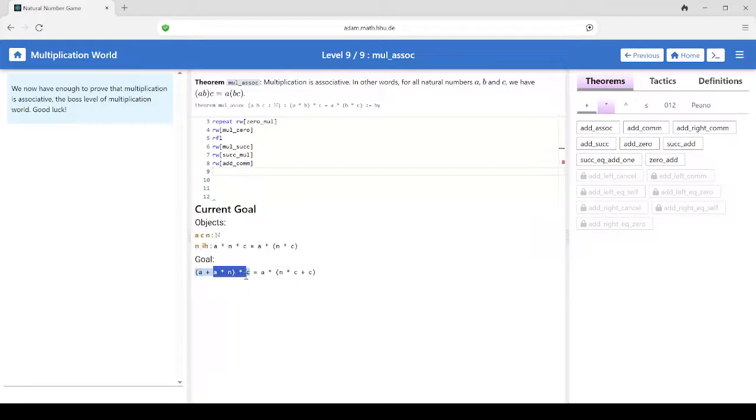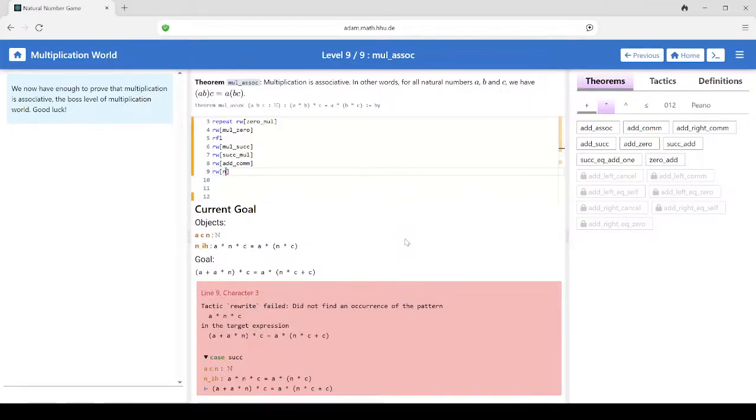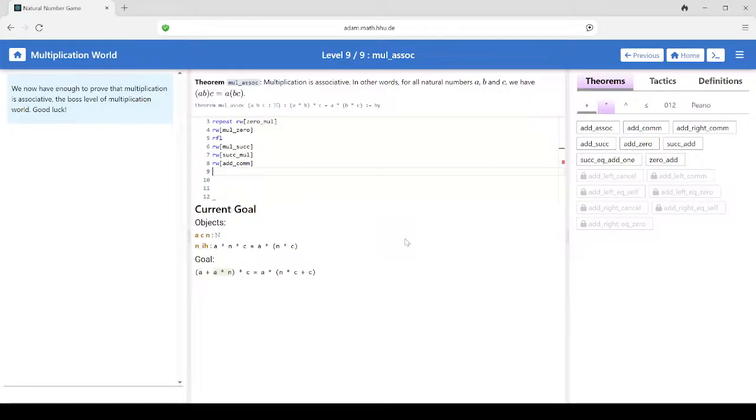I do have a times n times c. They kind of look right, but it's not because of the parentheses, right? So that, I assume, will not work. No, it does not. I don't know how to get that addition out of there.